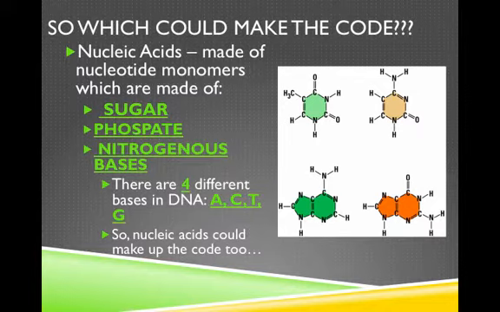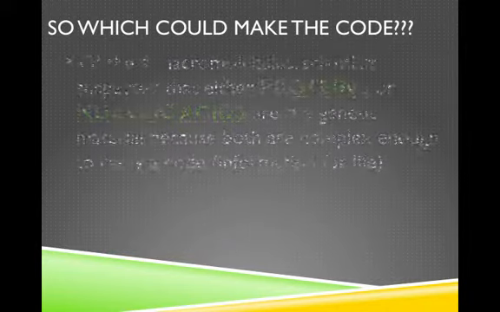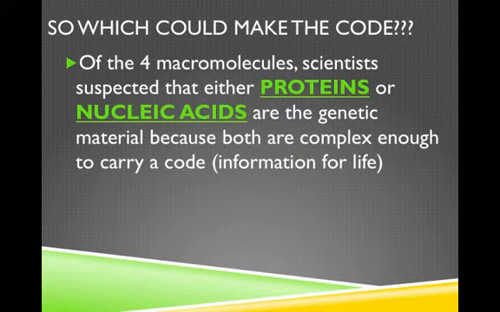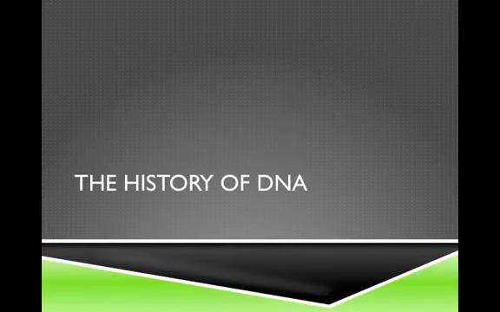Further, they noticed that there were four different nitrogenous bases, mainly A, C, T, and G, and we'll learn in a little bit what those stand for. So they also thought nucleic acids could possibly make up our code of life. So of the four macromolecules, scientists determined that proteins or nucleic acids could be genetic material. Both were complex enough to carry a code or information that would in turn create life.